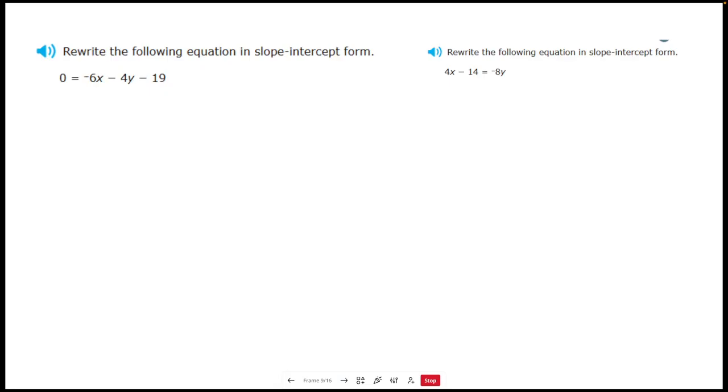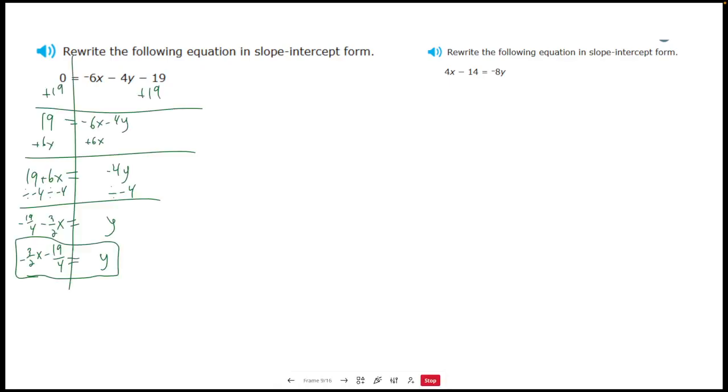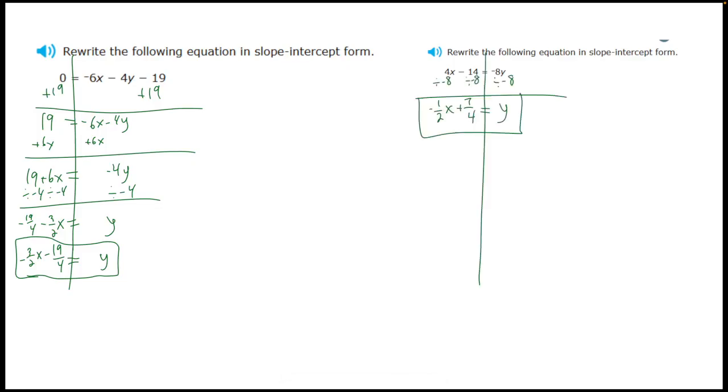Okay, now that you've had time to work these problems, let's check your solutions. For the first problem, you should have gotten y equals negative 3 over 2 x minus 19 over 4, and here's the work. And for the second problem, here is the work. You should have ended up with y equals negative 1/2 x plus 7 over 4.